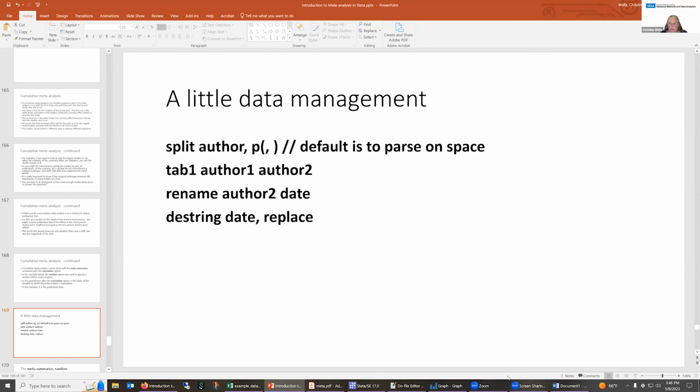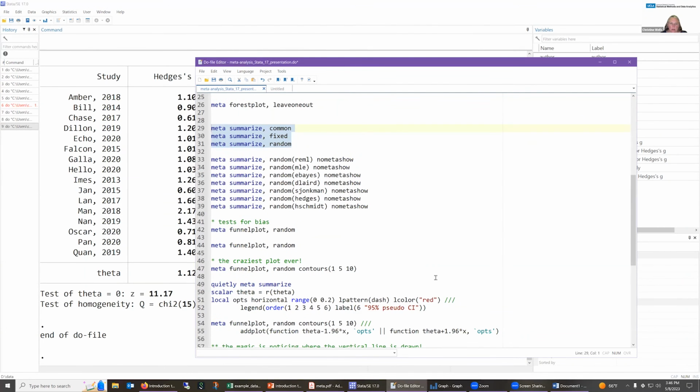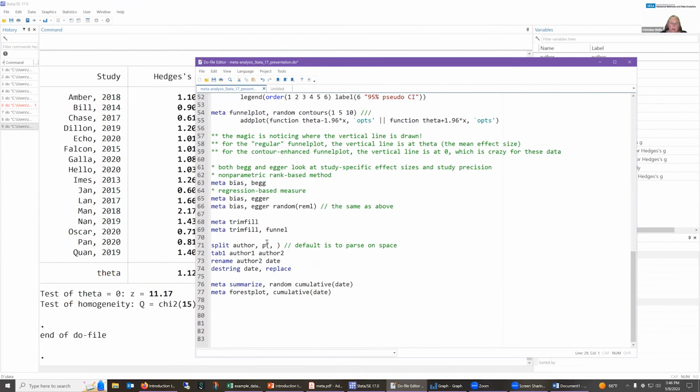Got a little bit of data management. I've got the code here, but I also have it in my do file. Looks like this. I don't know if you're familiar with it, but Stata's got this handy command called split. And I love the split command. It is so terribly useful when working with string variables. It basically says, split my variable up into multiple variables. In this case, I'm using the variable author, which remember is my string variable that contains this information. And P is for parse. And what am I going to parse on?